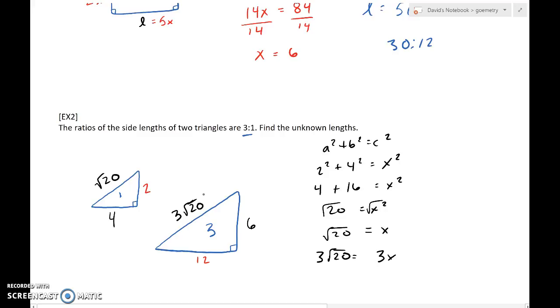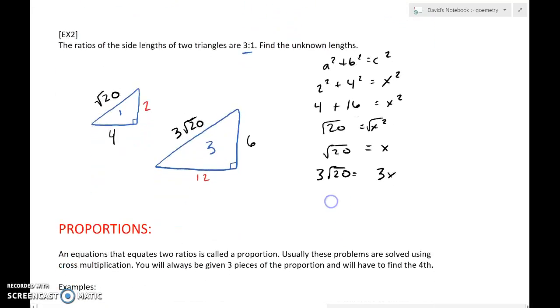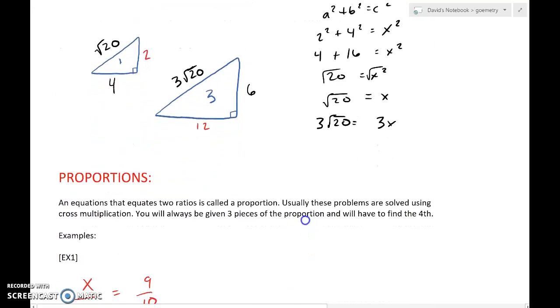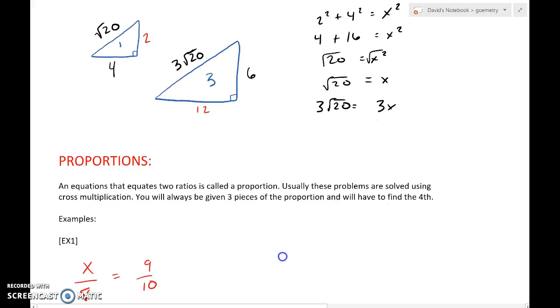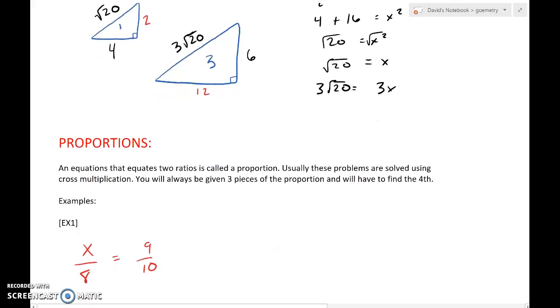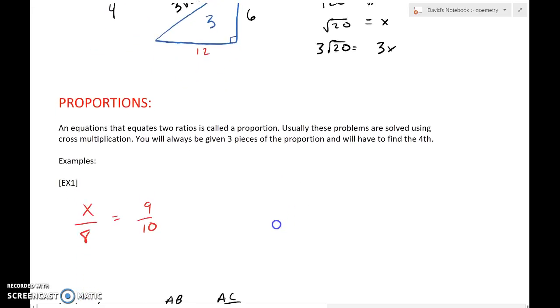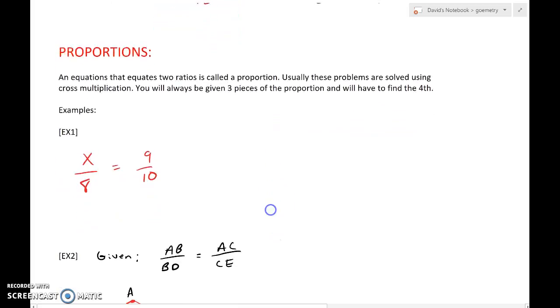That's ratios. The next thing is proportions. As we move on to proportions, if I'm going too fast, remember you can always pause the video, go back, and write down an example. If you need to look over something again, you can do that. That's the beauty of these videos.